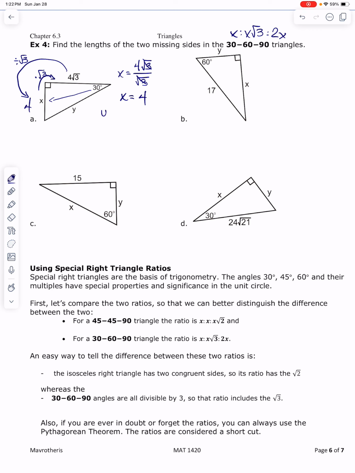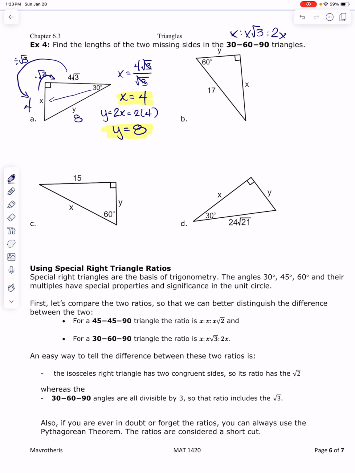Y is 2 times x. In this case, it's 2 times 4. So y is 8. See if I can highlight these answers for you so they're easier to find.